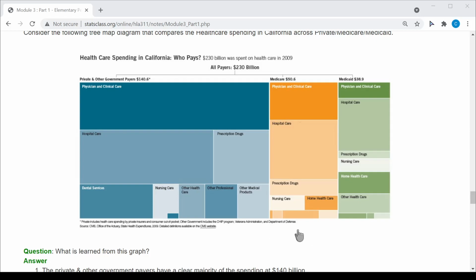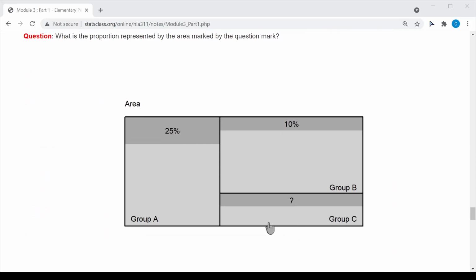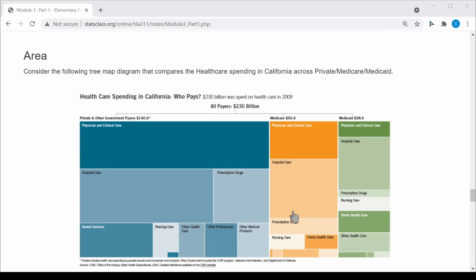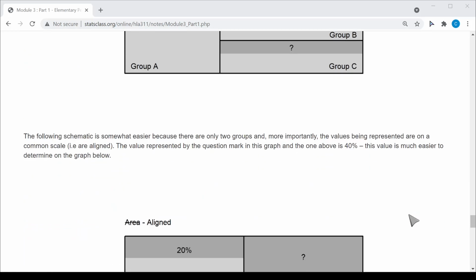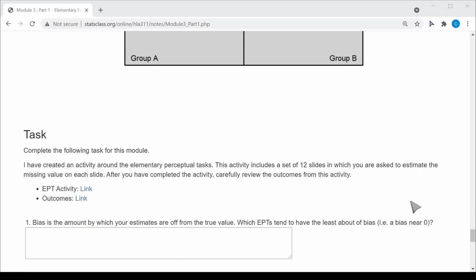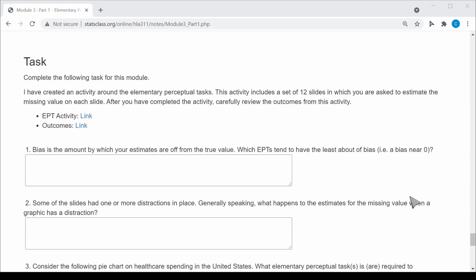So if it's important to be able to distinguish between certain groups here, we shouldn't be using a tree map for that comparison. And for that matter, we shouldn't be using angle for a comparison of that nature. We should be using the notion of position or length if it's important to estimate those values carefully.